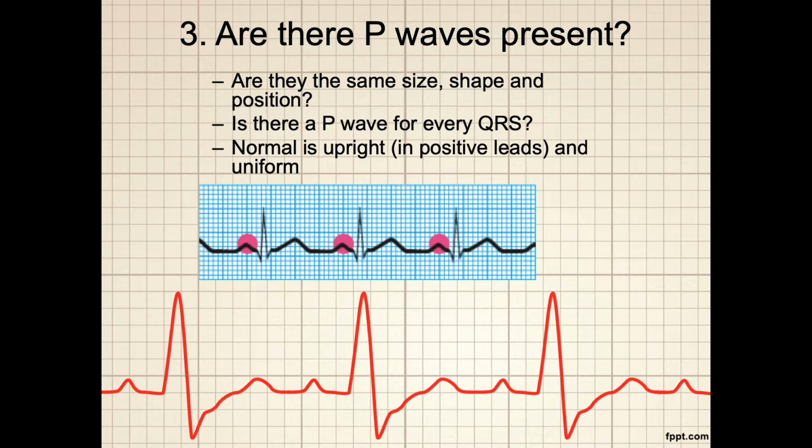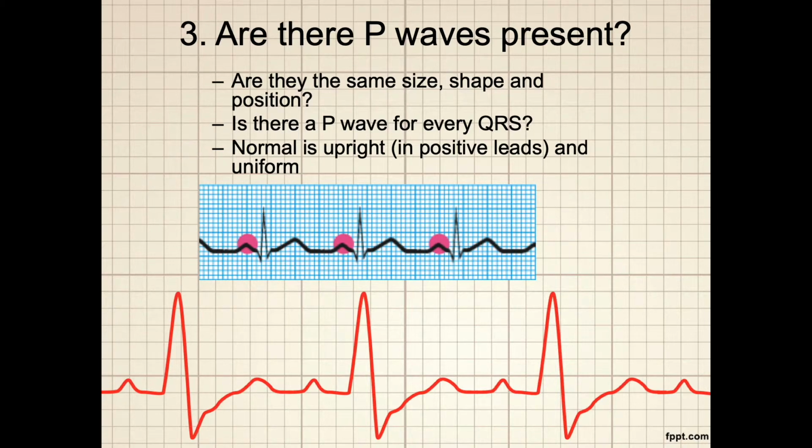The next question you should ask yourself is, are there P waves present? And not only are there P waves present that you can see, are they the same size, are they the same shape, and are they in the same position? If they are, that indicates that there's some regularity going on. Is there a P wave for every QRS? Remember, in a positive lead, normally the P wave faces upright and is uniform.